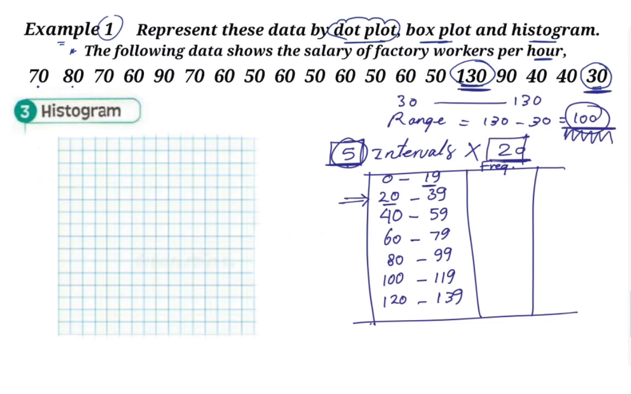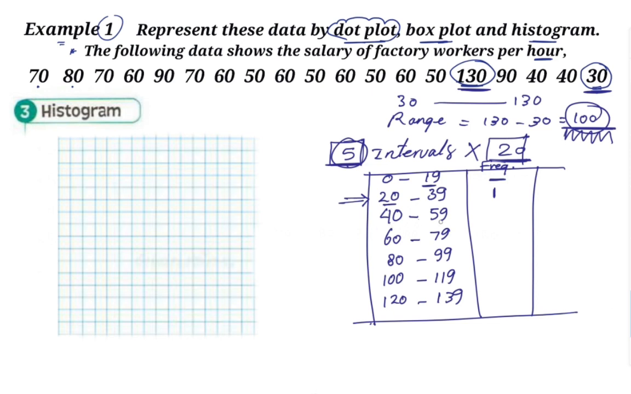Now what is the frequency between 0 and 19? There is no frequency. 0. We haven't any number between 0 and 19. Between 20 and 39, I will start with 30, then 40. That's just one 30. Just one.